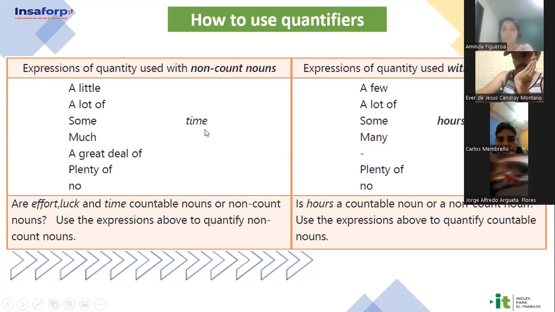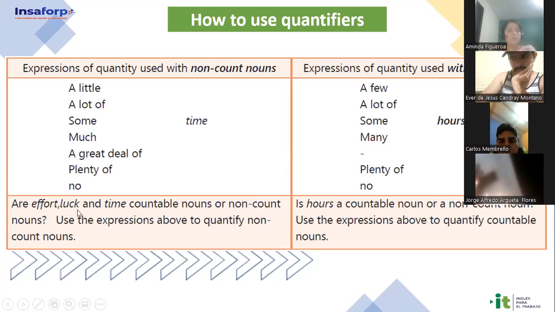Tea, coffee, etc. So all of these are non-count. So you can use these words: a little time, a little water too, right? A lot of time, some time, much time, a great deal of time, plenty of time, and no time. Also the words effort, look, esfuerzo, you know, and luck, suerte, you know. So in this case, effort and luck are non-count, right?